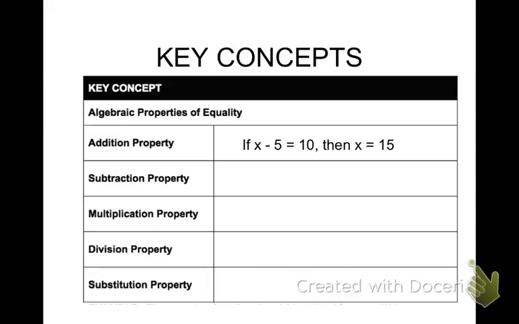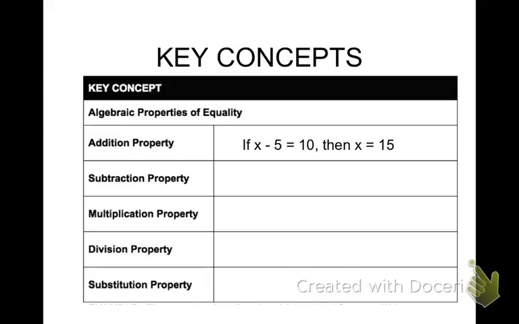So if you're given x minus 5 equals 10, if you use the addition property of equality by adding 5 to both sides, then your conclusion is x equals 15. As long as I stay away from substitution, I'll be glad. I hated that property. It's not too bad.